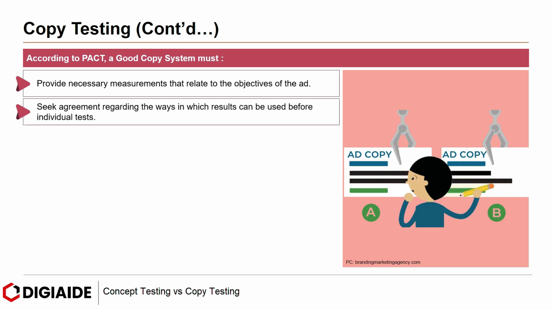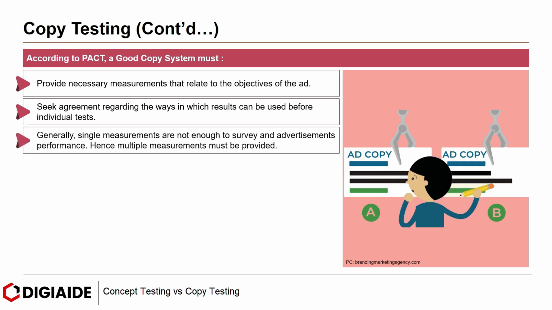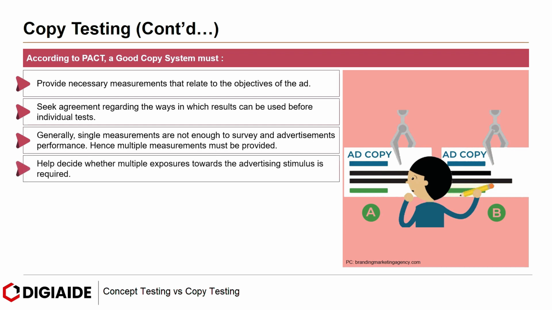Second, seek agreement regarding the ways in which results can be used before individual tests. Third, generally single measurements are not enough to survey an advertisement's performance. Hence, multiple measurements must be provided. Next, help decide whether multiple exposures to the advertising stimulus are required.